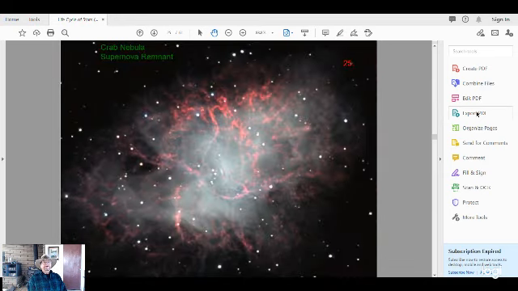Here's a nice Hubble shot of the Crab Nebula, a supernova remnant. There's the Veil Nebula. There are lots of examples of those for you to see. And that energy is expanding out into space as we speak.